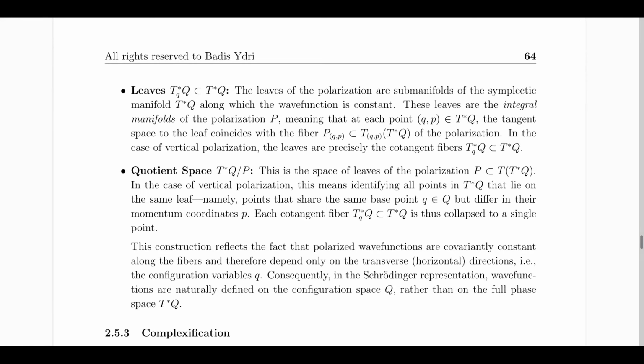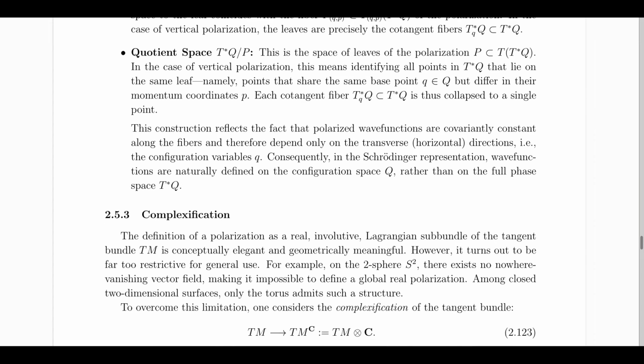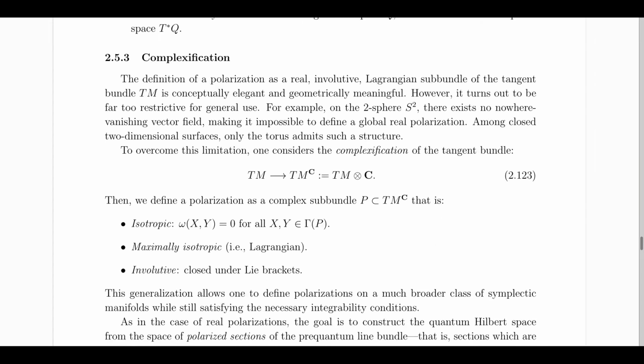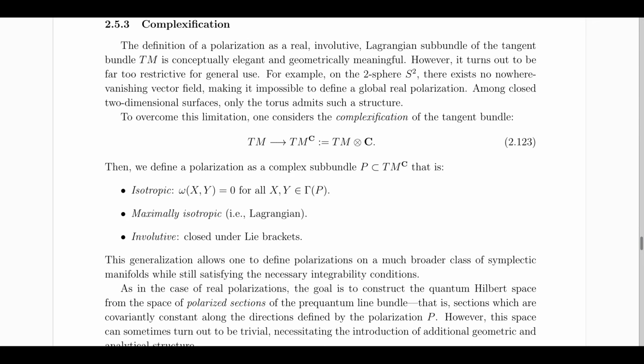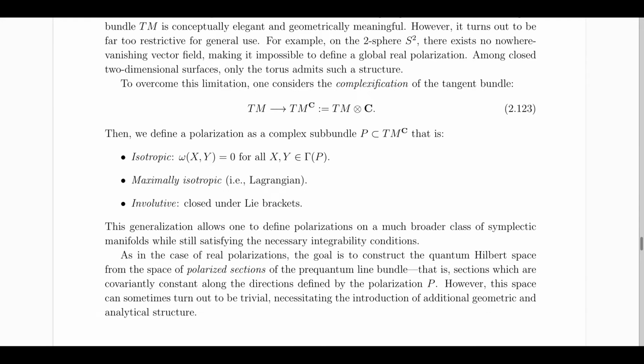Beyond real polarizations, complexification. While real polarizations like the vertical one are elegant, they're also restrictive. On certain manifolds, such as the two-sphere, no global real polarization exists. This motivates a broader framework. We complexify the tangent bundle. A complex polarization is then a complex subbundle of the complexified tangent bundle, subject to the same conditions as before. It must be involutive, isotropic, and maximally so. This opens the door to polarizations on a much larger class of manifolds, including all Kähler manifolds, which play a central role in many quantum theories.